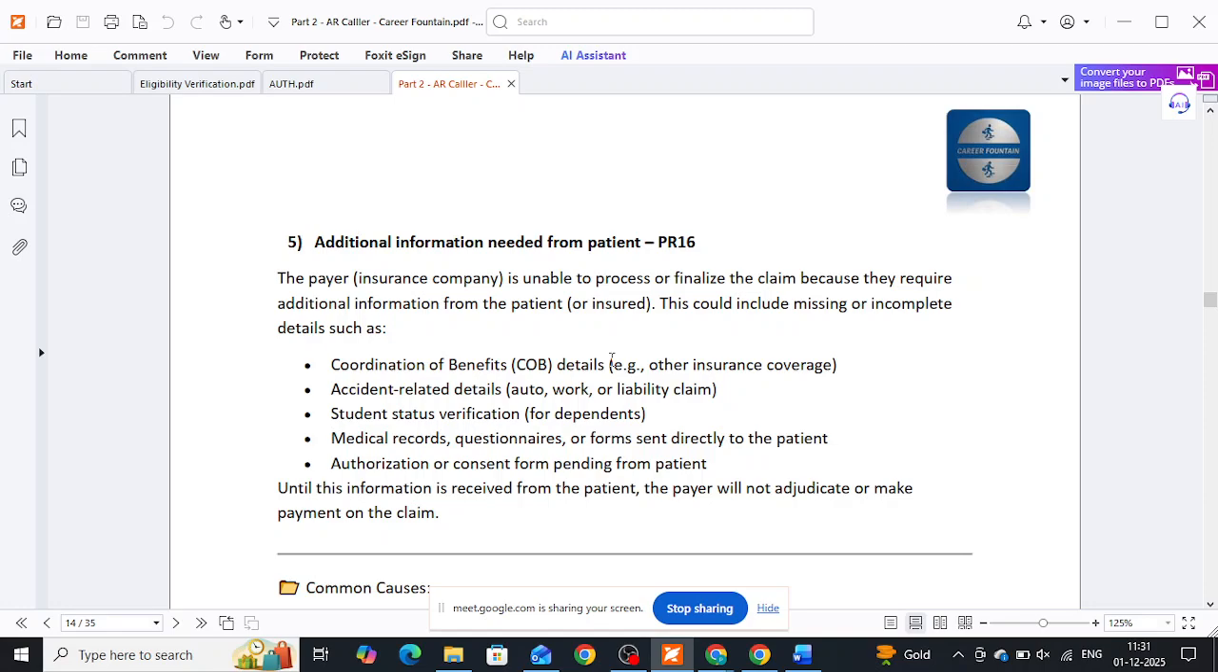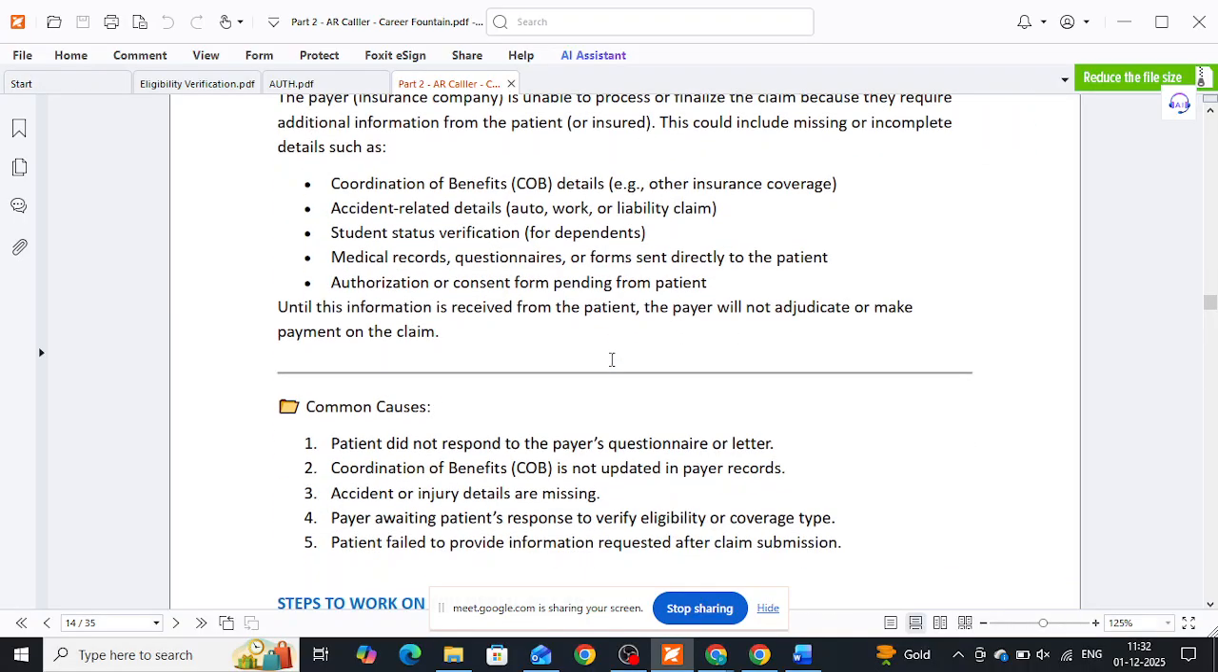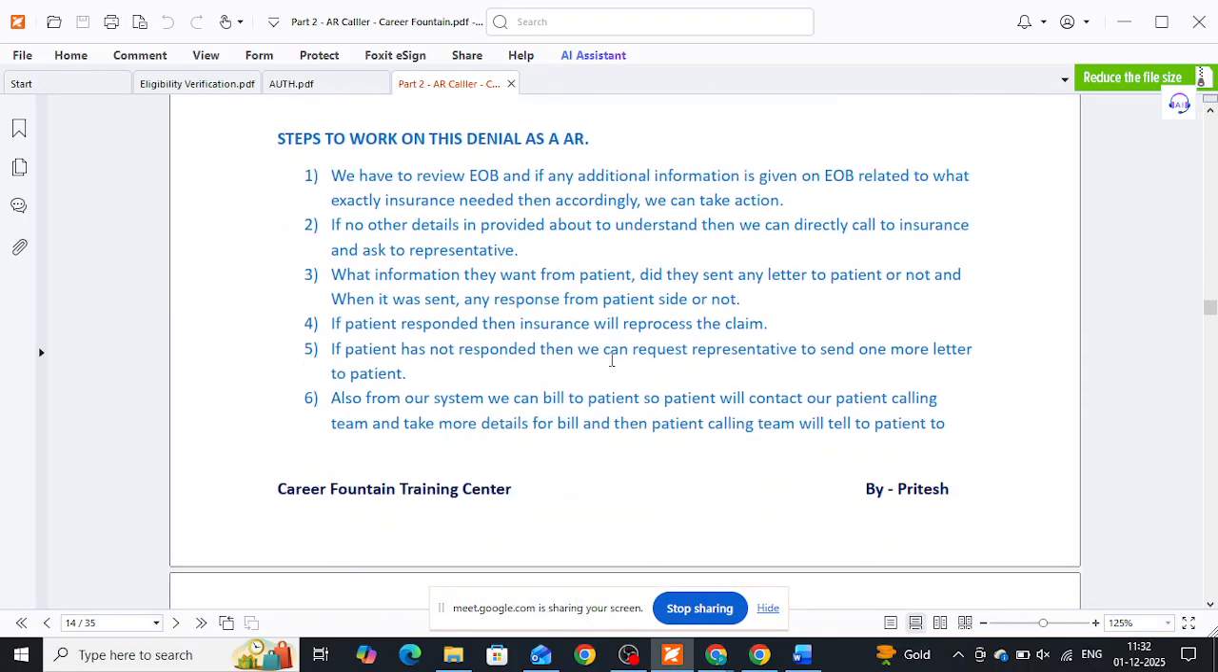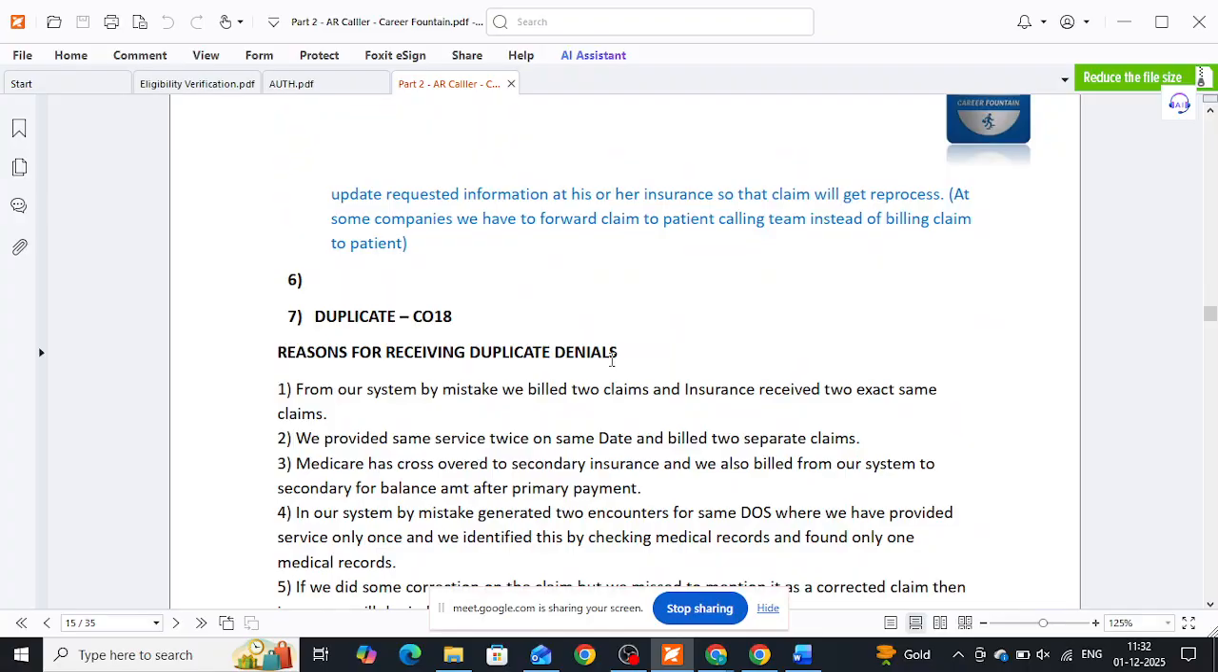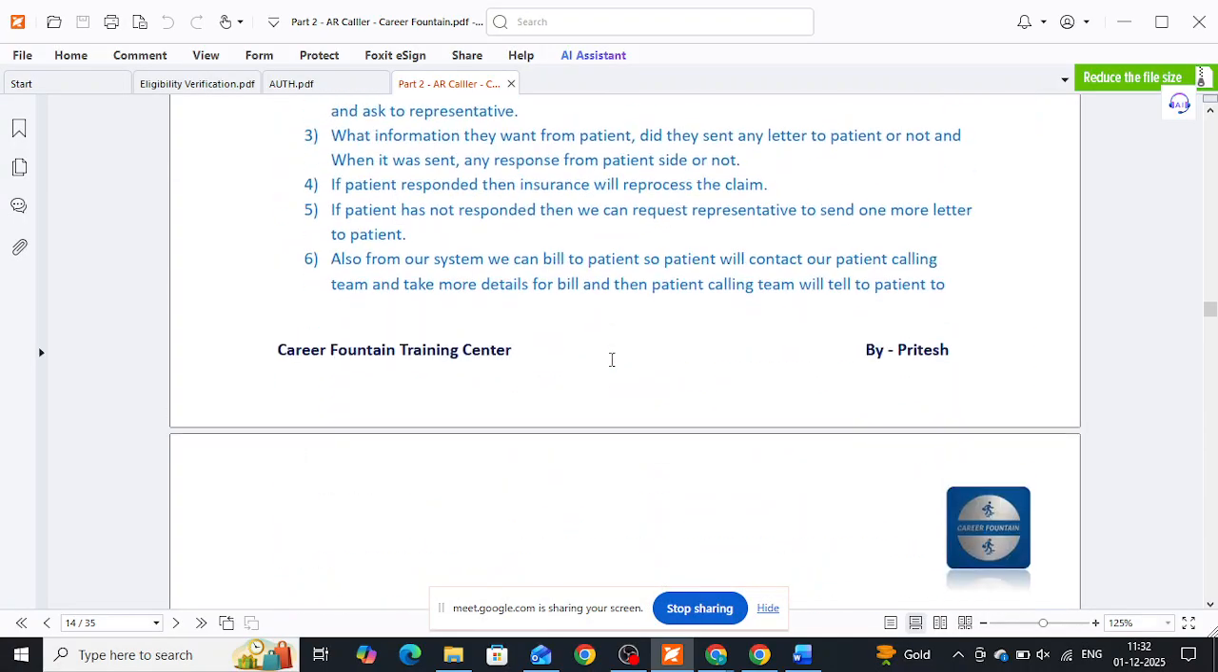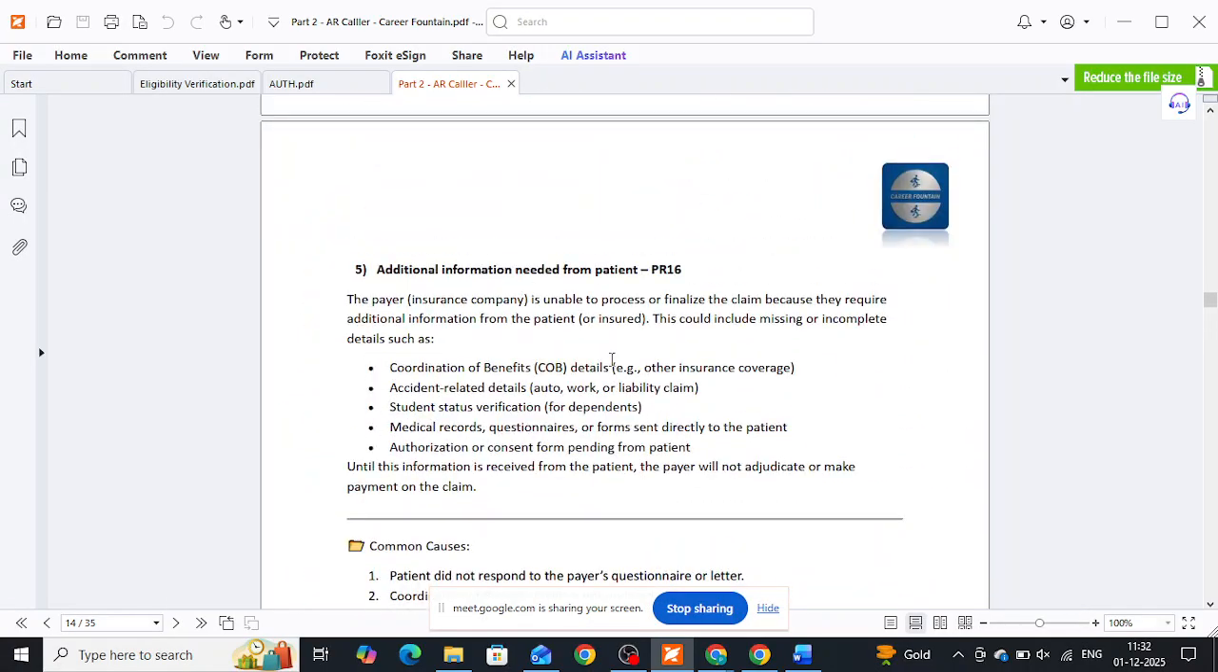The fastest way is the fax number. So we should ask them for the fax number and check in our system. If it is available, then we should send it that time itself. If it is not available, then we'll escalate to the client, saying that the insurance is asking for this information and it is not available in the system. Okay, so this is about the additional information.